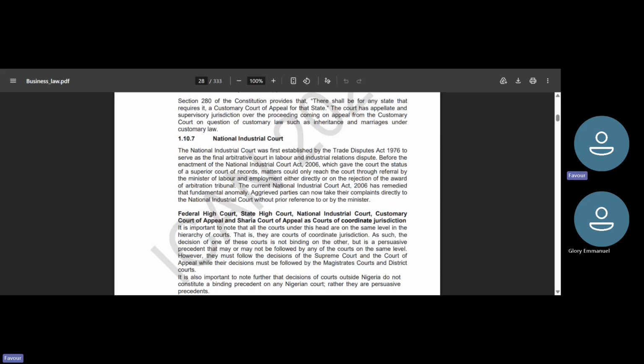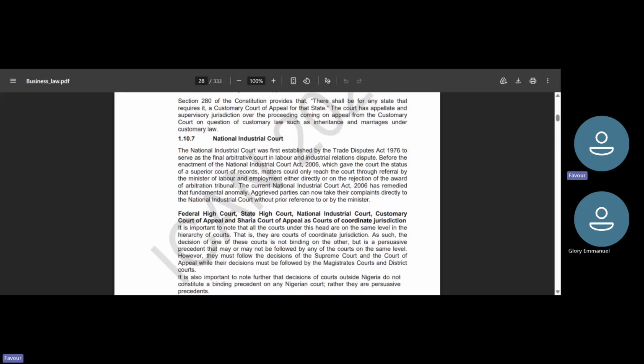The National Industrial Court was first established by the Trade Dispute Act 1976. And why was it established? It was established to serve as the final arbitration court in labor and industrial relation disputes.